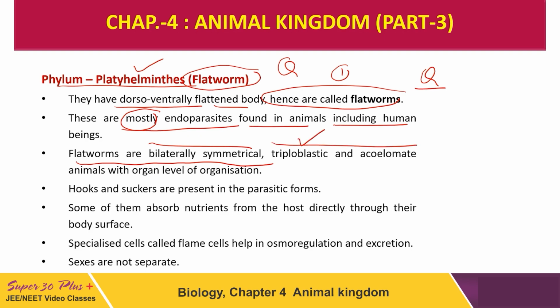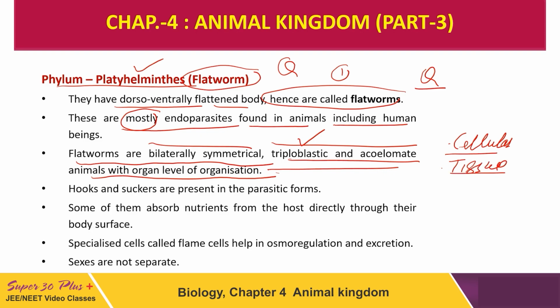Triploblastic, you see, the first phylum which is triploblastic. Then coelom is absent, and the animals have organ level of organization, the third level of organization. Do you remember? The first level was the cellular level, the second level was the tissue level, found in cnidarians, and this is the third level of body organization, where organs have been formed, different tissues having united to make an organ. Is it right? Organ level of organization.